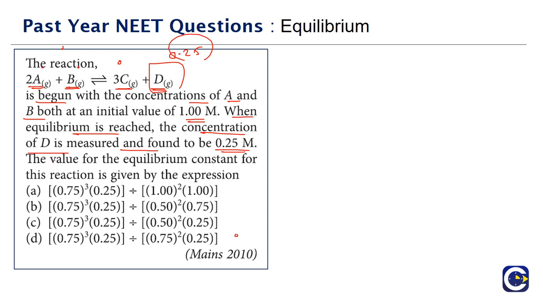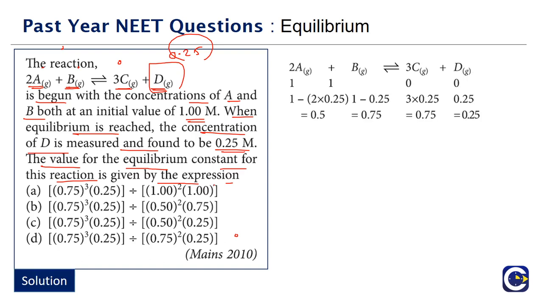What do we need to calculate here? The value of the equilibrium constant for the reaction. So we have to find out the correct expression for the equilibrium constant. The given balanced equation is 2A plus B gives rise to 3C plus D. This is the initial concentration: 1 for A and B, and we assume that C and D are not present initially, so it will be 0 and 0.